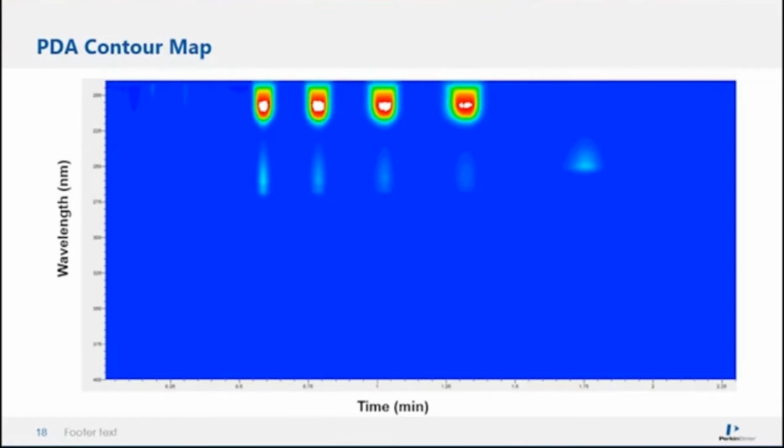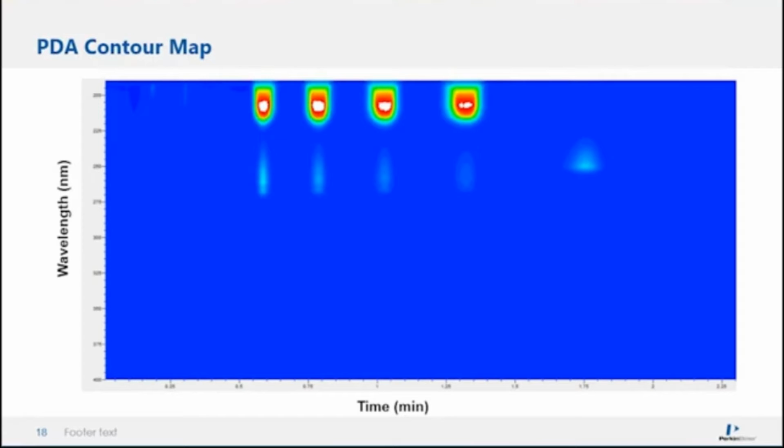This particular contour plot is the separation of our universal test mixture, which consists of 5 compounds: toluene, ethylbenzene, isopropylbenzene, t-butylbenzene, and anthracene. You can see that the intensity signal at around 205 nanometers for the first 4 compounds is so great that it saturates the detector, hence that white color that we're seeing on the color map.